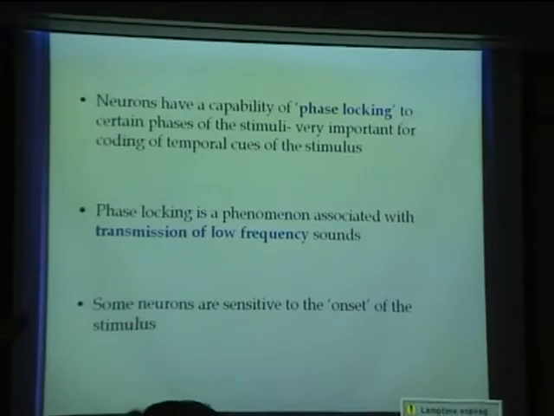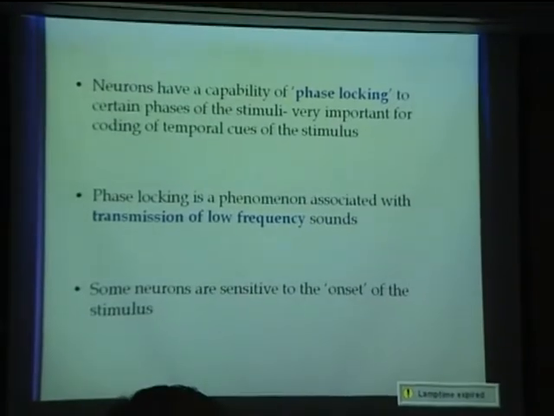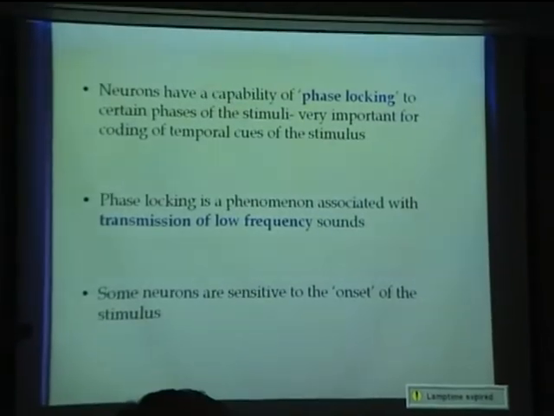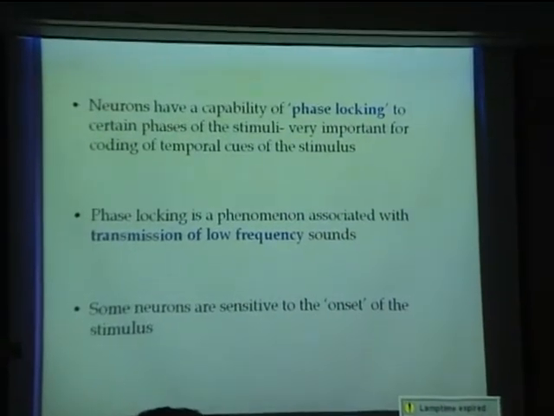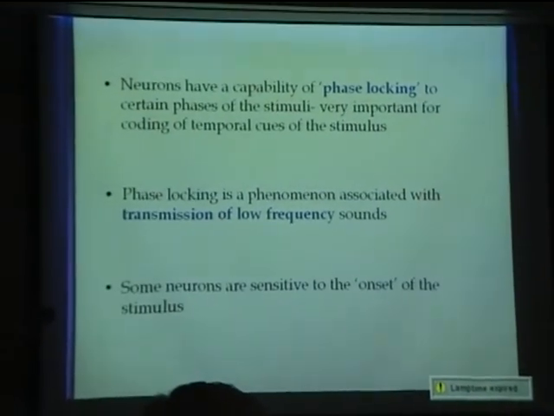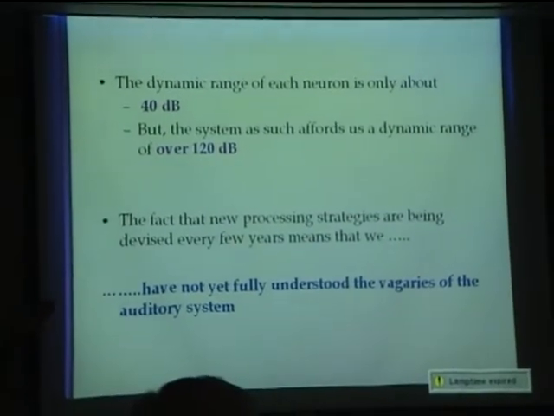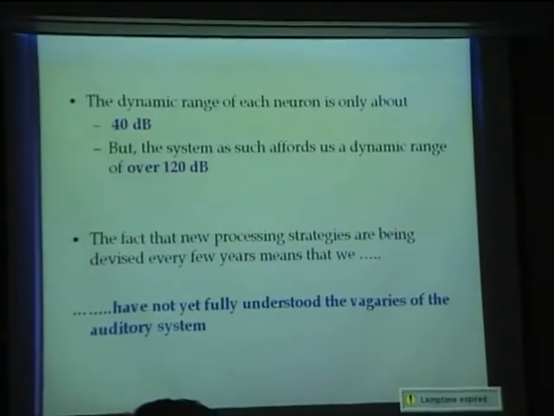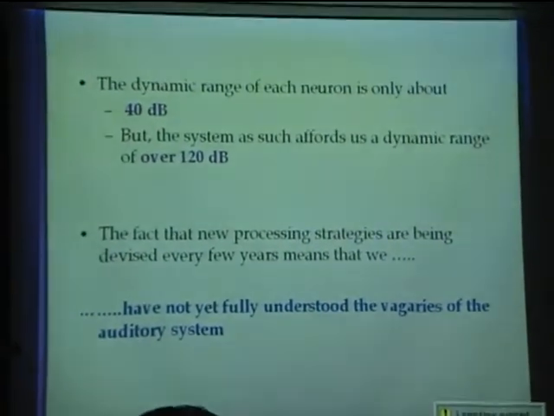Neurons also have this ability to lock themselves to the phase of a signal, and this property is very important for coding temporal cues of the stimulus. Like if I say pa and ba, you know that these two are different only by the voice onset time. So the timing of the firing is very important in our auditory system, and one of the places where this is happening is at the neuronal level through phase locking. Now, the dynamic range of each neuron is only about 40 dB. So by 40 dB, it saturates. But the entire system gives us a dynamic range of 120 dB or so, or more than that actually, because many neurons are working together.